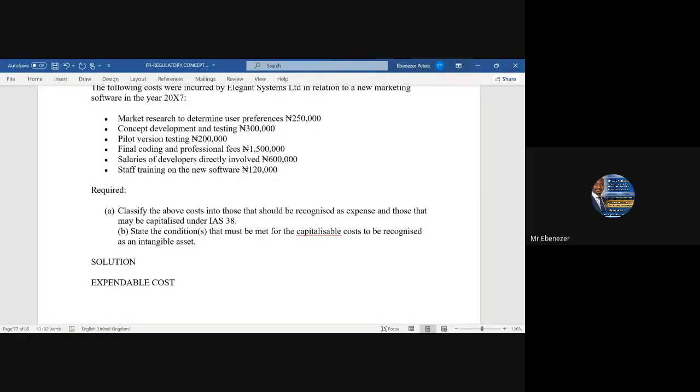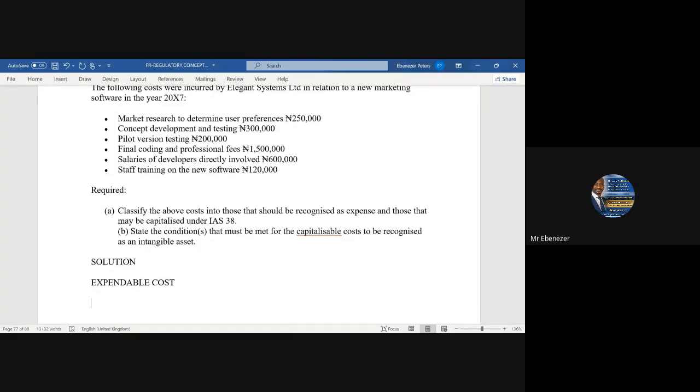Any training cost at all, for any reason, whether final stage, whatever, any training cost must always be expense. Any staff training cost, they must always be what? Expense. If you were in the last class, I think I said something about this staff training cost. Any staff training cost must be expense. And I told you the reason.